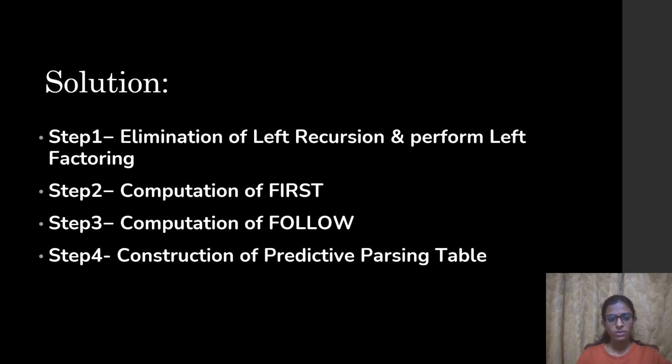The solution has steps. Step 1, elimination of left recursion and performing left factoring. Step 2, computation of FIRST. Step 3, computation of FOLLOW. Step 4 is the construction of the predictive parsing table. And as step 5, let's solve a problem with the string id plus id star id.